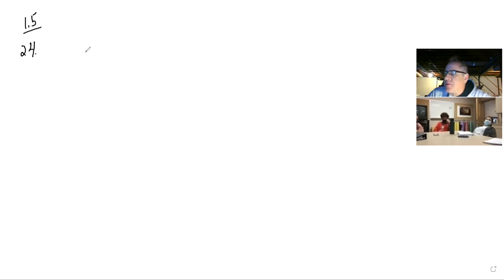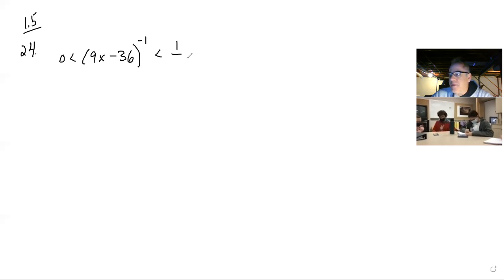All right, so this is definitely a little different than most of the inequalities in this section. You've got a double inequality, and it's 0 less than (9x minus 36) to the negative first, which means it's really 1 over 9x minus 36, less than 1/9.